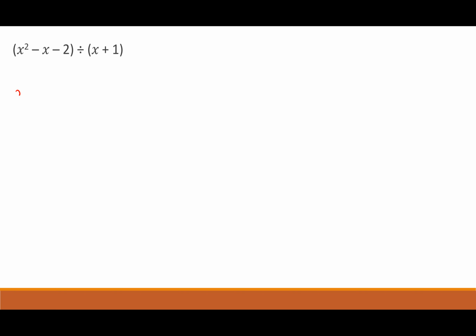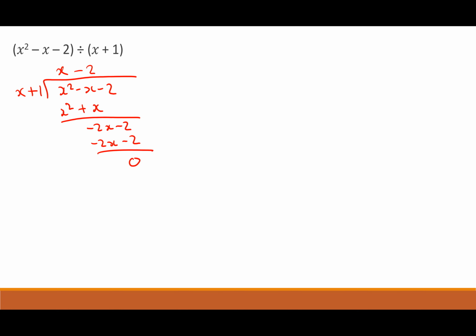Okay, another example, x plus 1 into x squared minus x minus 2. So we're just going to do this very quickly. X there, x squared left over there, plus x. Let's take that away. It's going to be minus 2x minus 2. And then we're going to be left with minus 2 there. It's going to be minus 2x minus 2. That's going to be 0. So the answer to this is x minus 2.